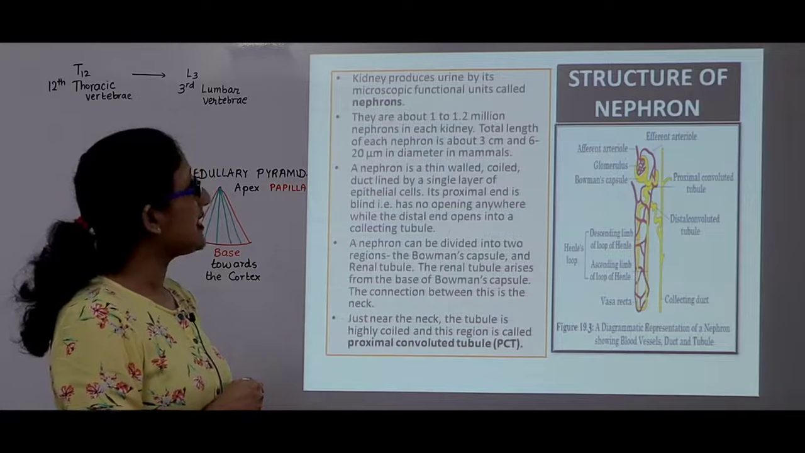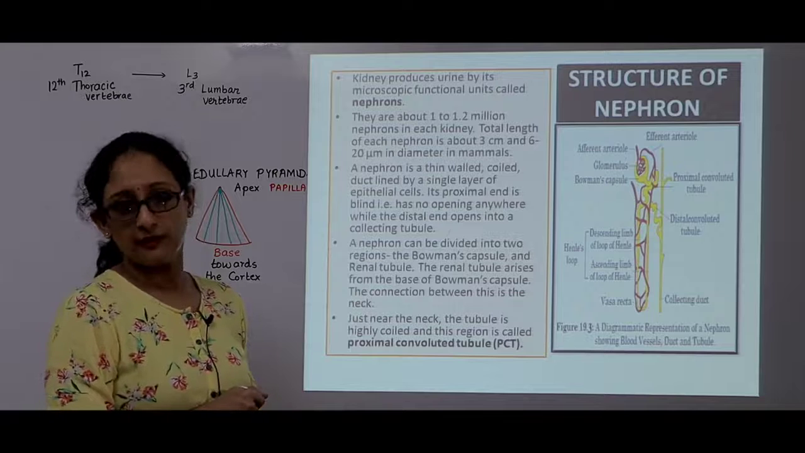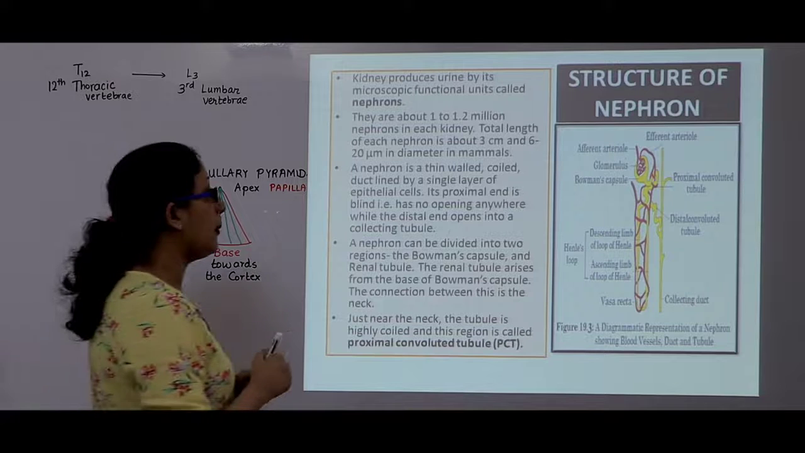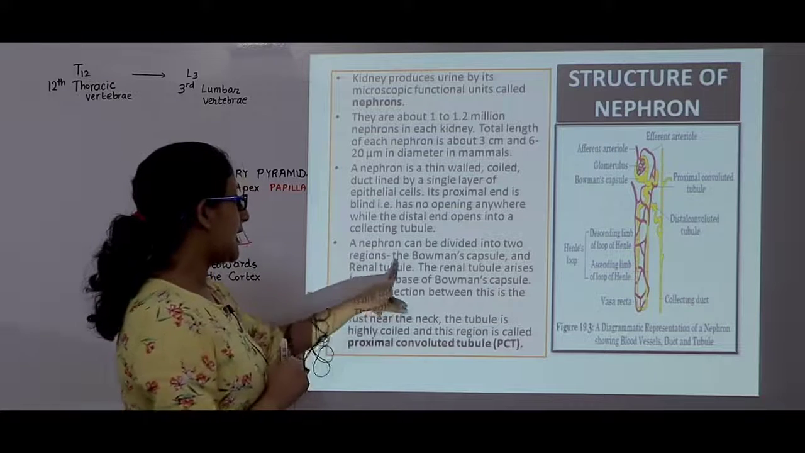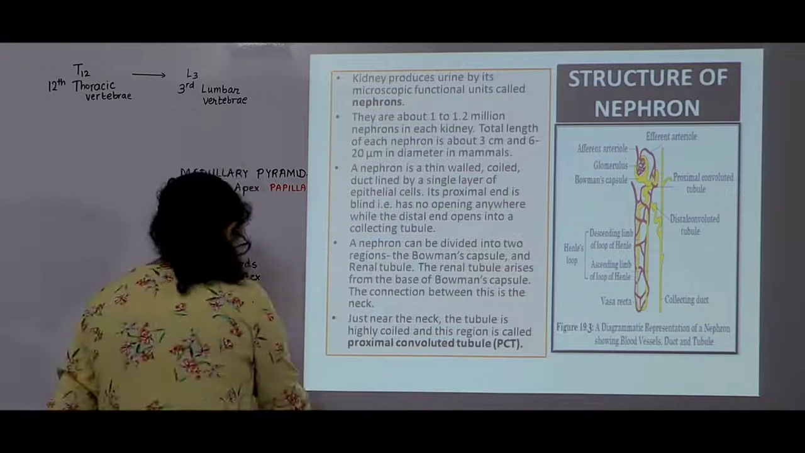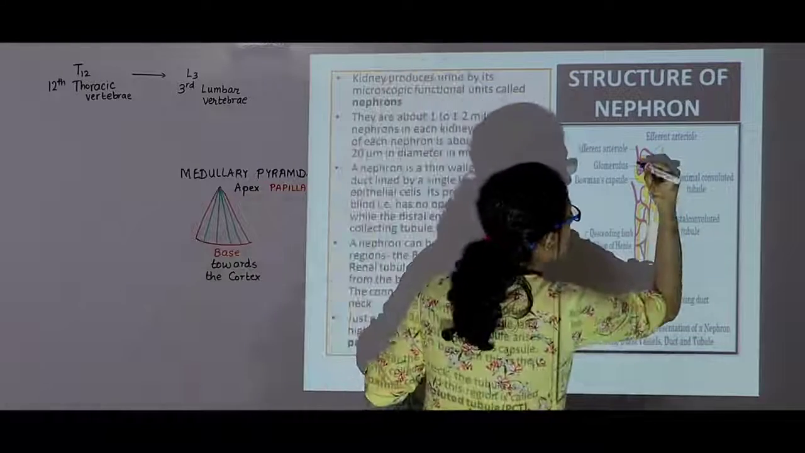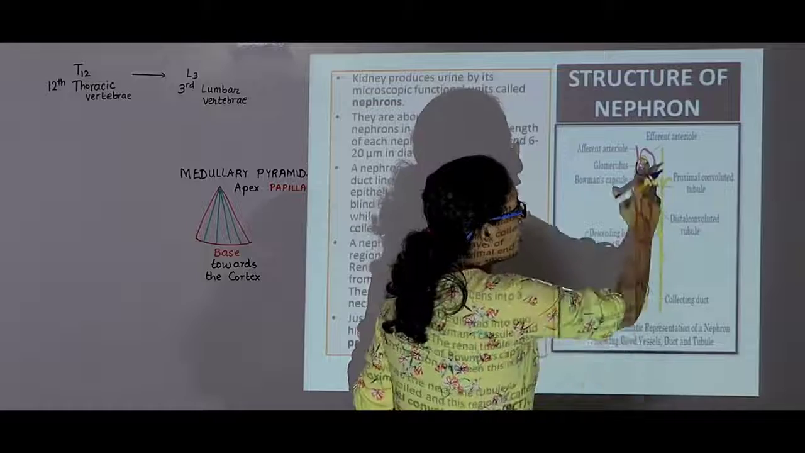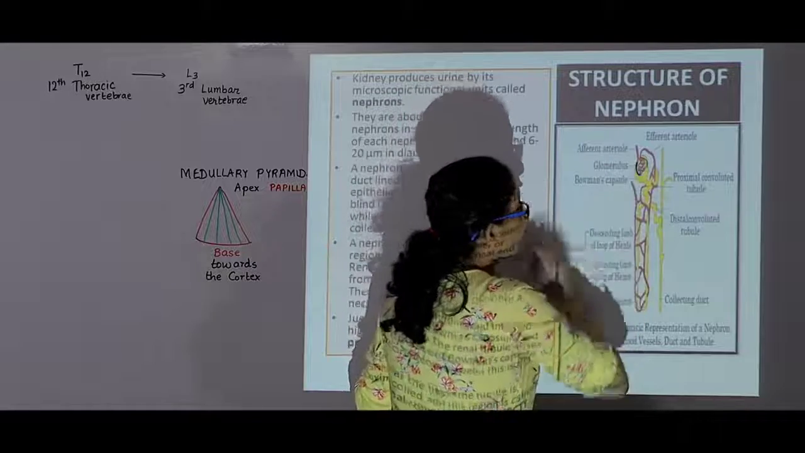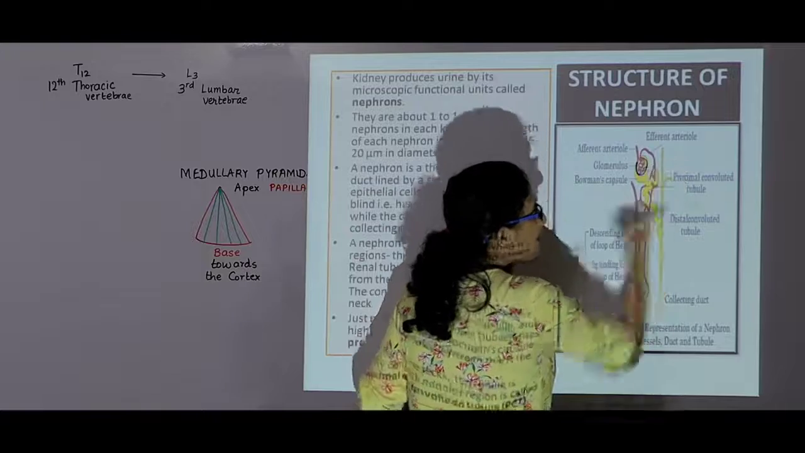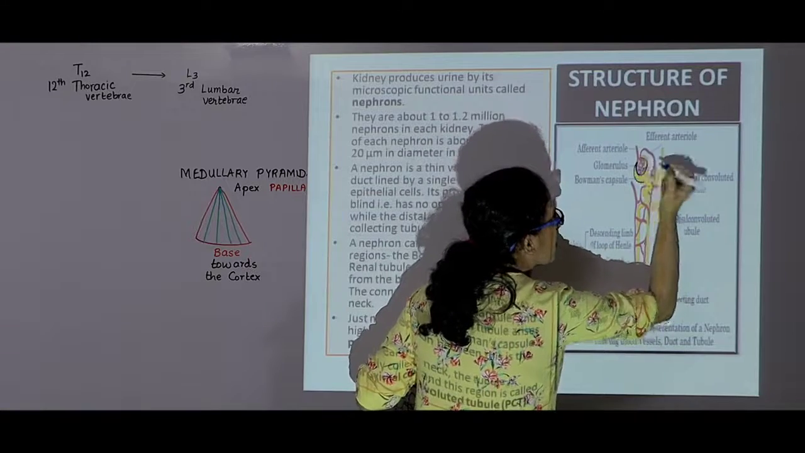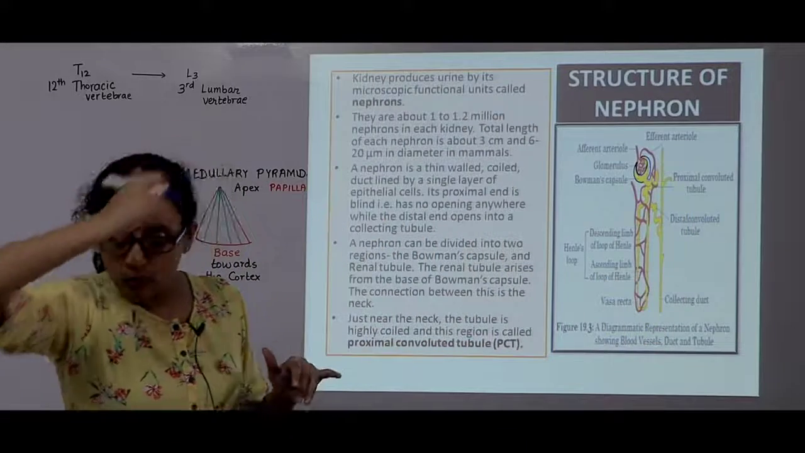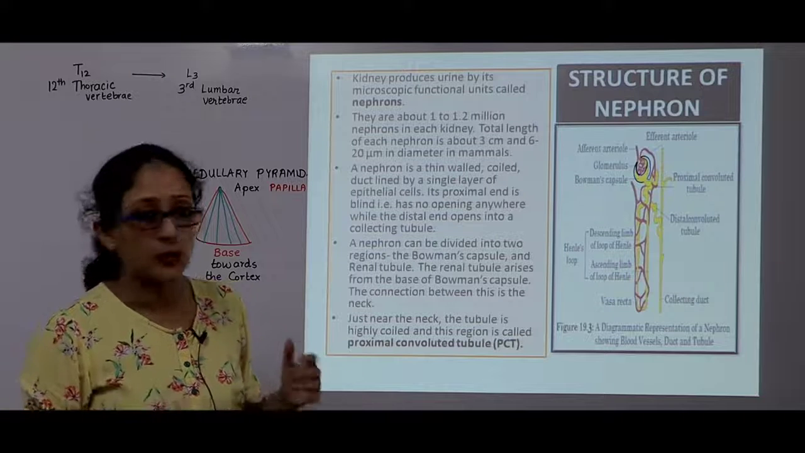The proximal end is blind, that means there is no opening. What is the proximal end? The proximal end is the Bowman's capsule. The initial part is the Bowman's capsule. I am drawing the outline of the Bowman's capsule like this. I have not drawn a gap through which the blood will filter and come through. No, it's a continuous membrane. So it's blind. Blind means there are no actual big openings. The blood has to filter through that Bowman's capsule.